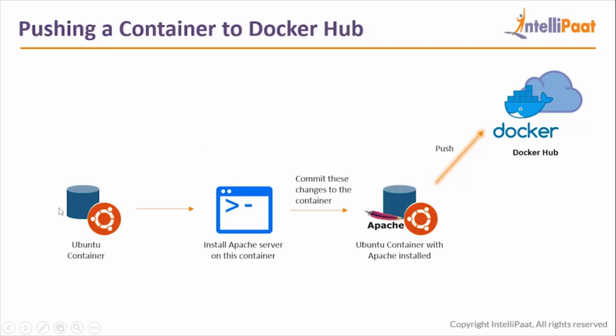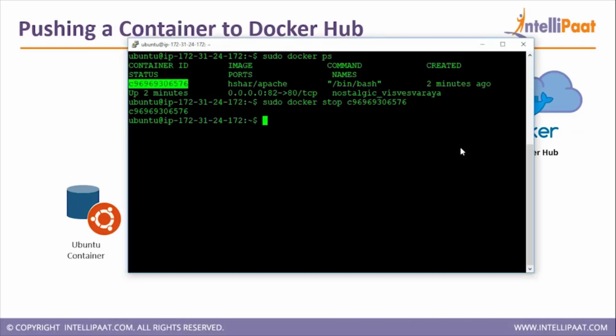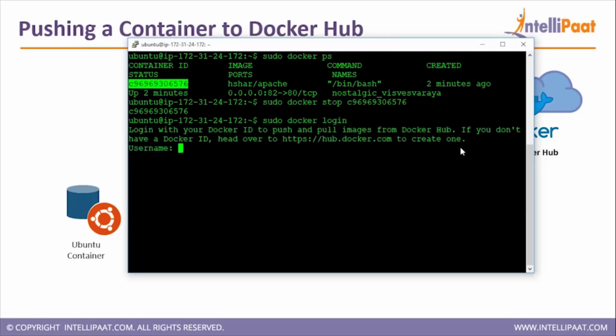So we had an Ubuntu container, we installed Apache on it, and then we committed the changes, and now we have an image on our local system. The next step is to push it to Docker Hub, right? And let me show you exactly how to do that. So this is your Docker Hub, guys, and the first thing that you would have to do is log into your Docker Hub from your console, and to do that you will have to type in the command sudo docker login, pass in this command.